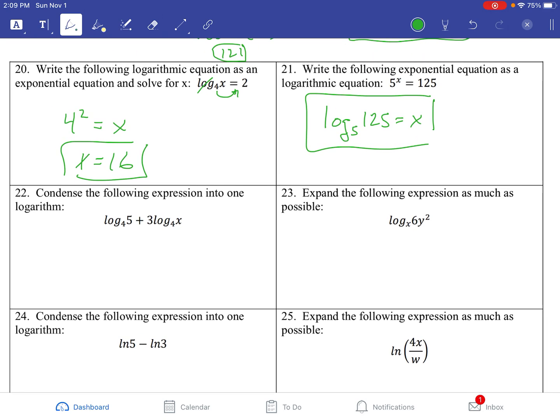Here we're going to condense the logarithms because both bases are 4. That's possible. So we have log base 4, right? And then 5 times x, and this 3 has to become the exponent on x, so it's going to be x to the third.